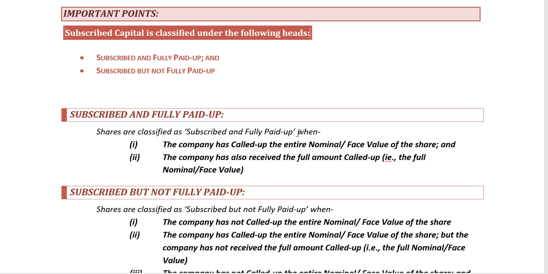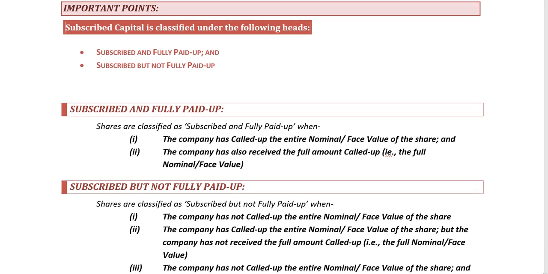The first condition is the company has called up the entire nominal or face value of the share. And the second condition is the company has received the full amount that it has called up. That is, the full nominal or face value of the share has been received by the company. When these two conditions are satisfied, then we will write the amount against subscribed and fully paid up. That is, the company should have called up the entire face value and received whatever has been called up.